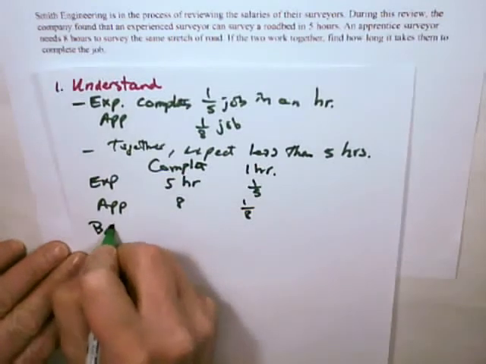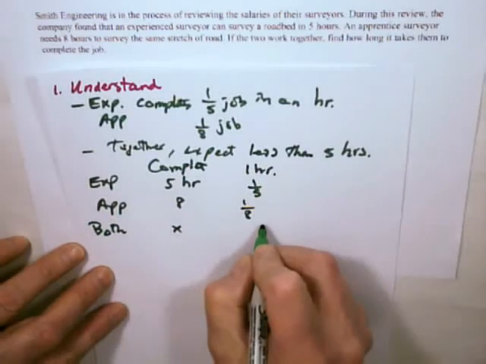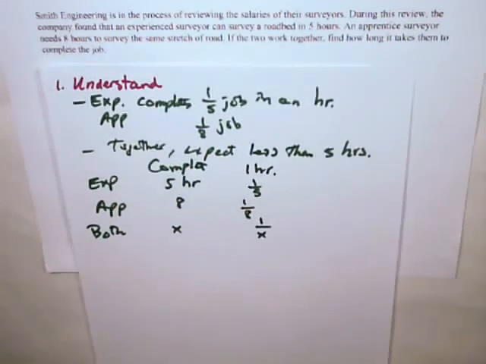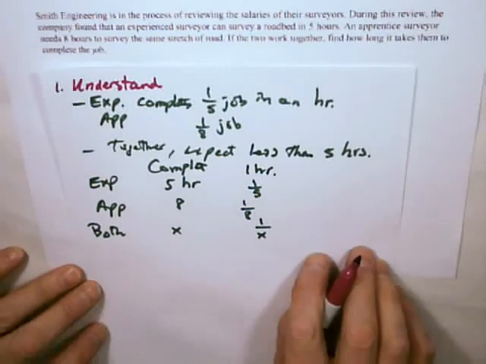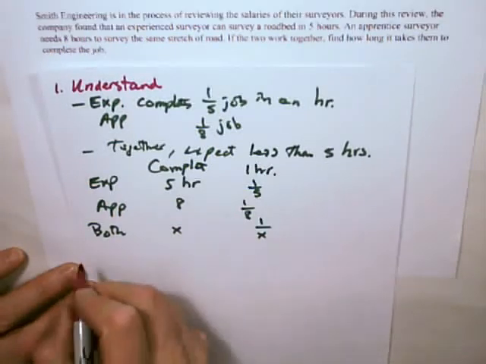And now together, which is what we're interested in, we don't know how long it takes, but whatever it is, 1/x gets done in 1 hour. So now we'll summarize the information that we have in the basic statement of the problem. And in this kind of a problem, this is how you want to summarize to get these fractions.